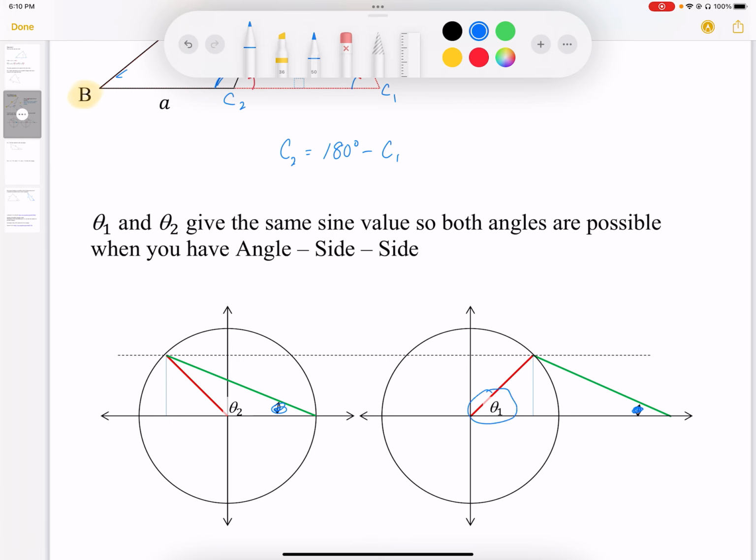Theta 1 is going to be opposite the green side, and theta 2 is also opposite the green side, but in a different orientation. And you can see that theta 1 and theta 2 are supplementary to each other, because this right triangle in the standard position is the same as this one here, which makes theta 1 and theta 2 supplementary to each other, or in other words, add up to 180 degrees.